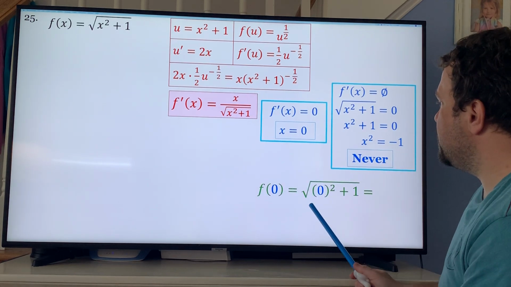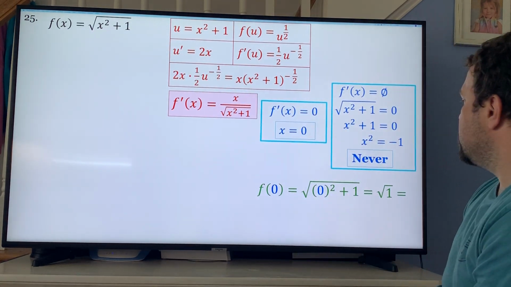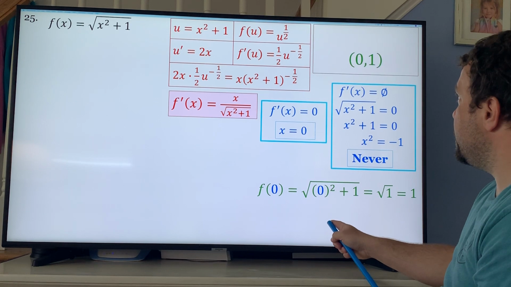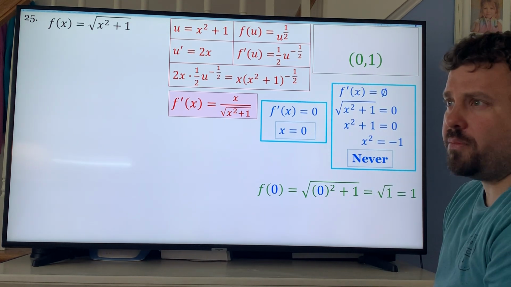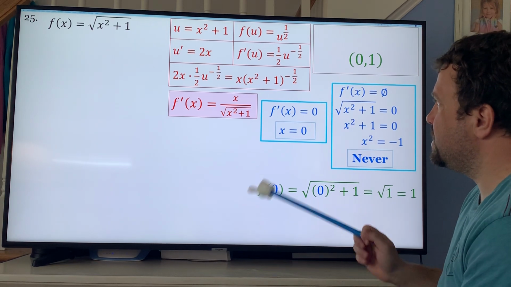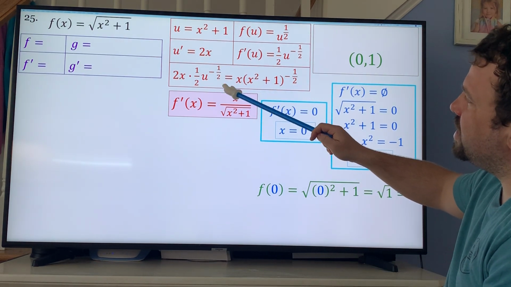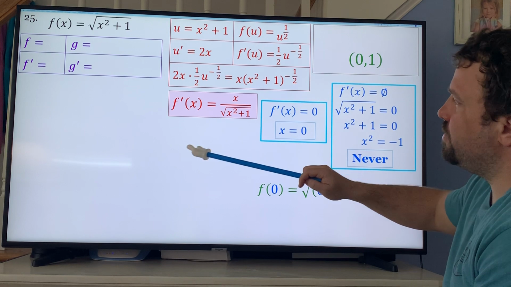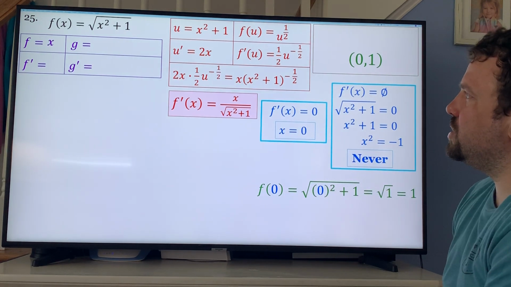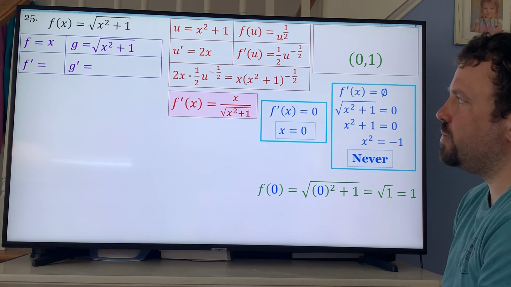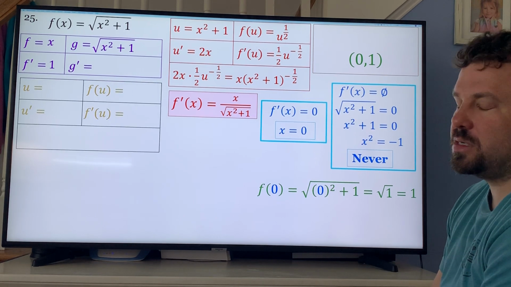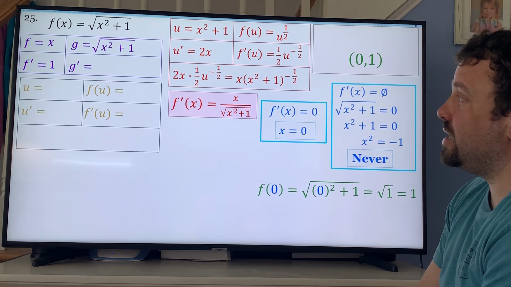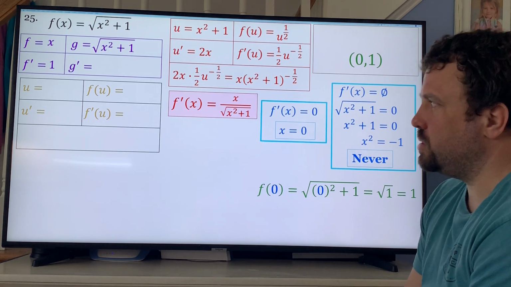So I take my 0 and plug it into the original equation. Square root of 1 is 1. My point is 0, 1. Got it? So there's either a minimum or a maximum or a failed test there. So what I have to do now is derive this one more time. F is x, G is the square root of x squared plus 1. F prime is 1 and G prime is, oh, I have to use the chain rule a second time. So this is the double chain quotient.